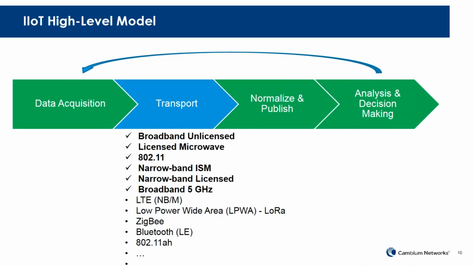And then what Cambium really focuses on is this area called transport. You'll see a whole long list of acronyms and buzzwords and technologies listed there. The thing with Cambium is that we look at our role in this whole ecosystem as transporting data from the sensor that's out at the data acquisition layer and bringing it up to the cloud, which is that normalize and publish layer. And we are kind of agnostic about what technology we use.